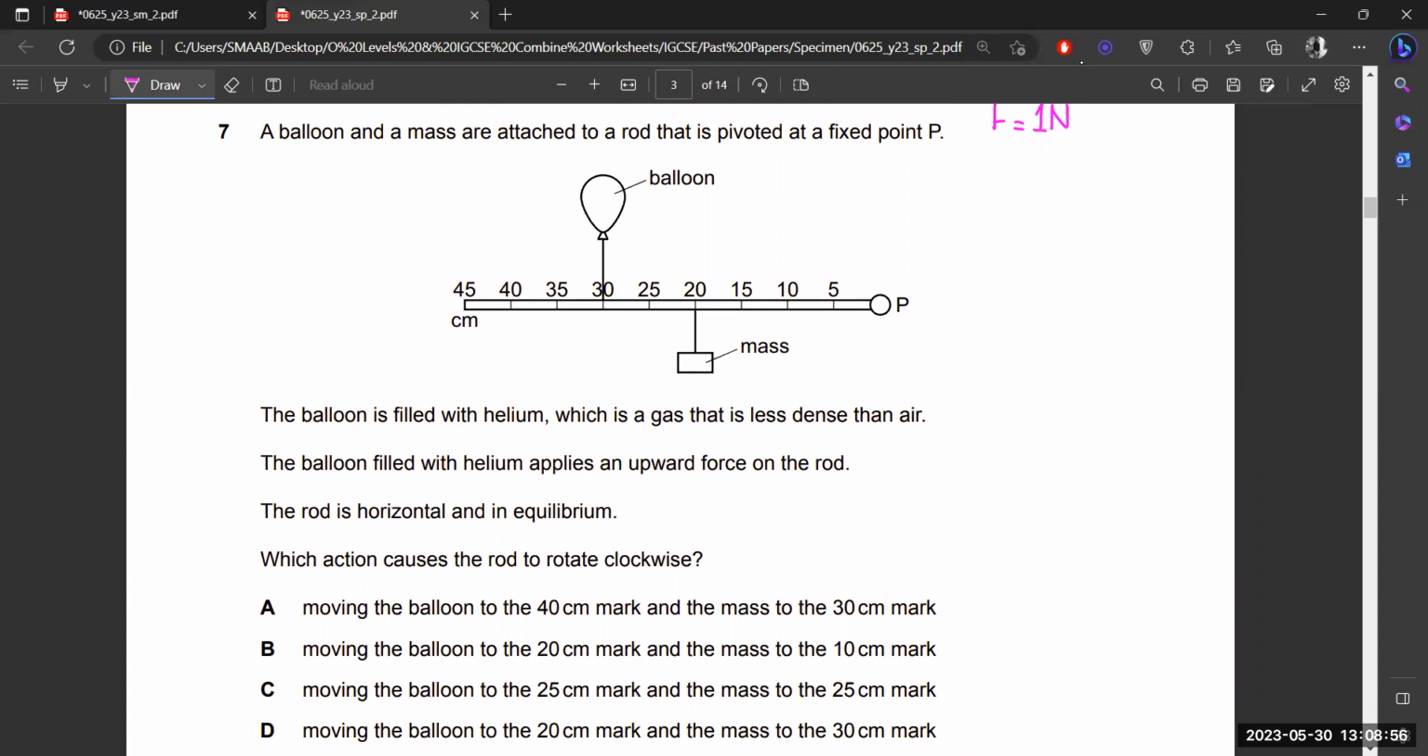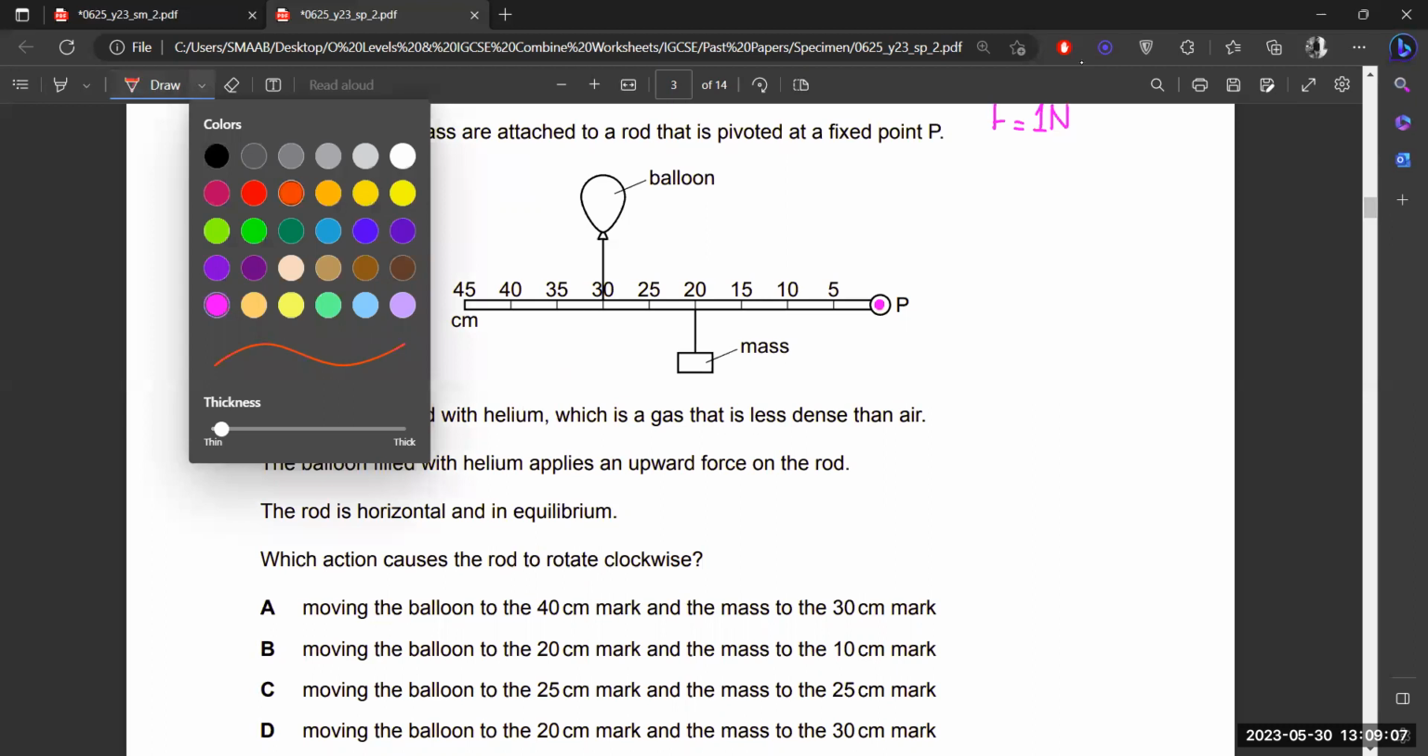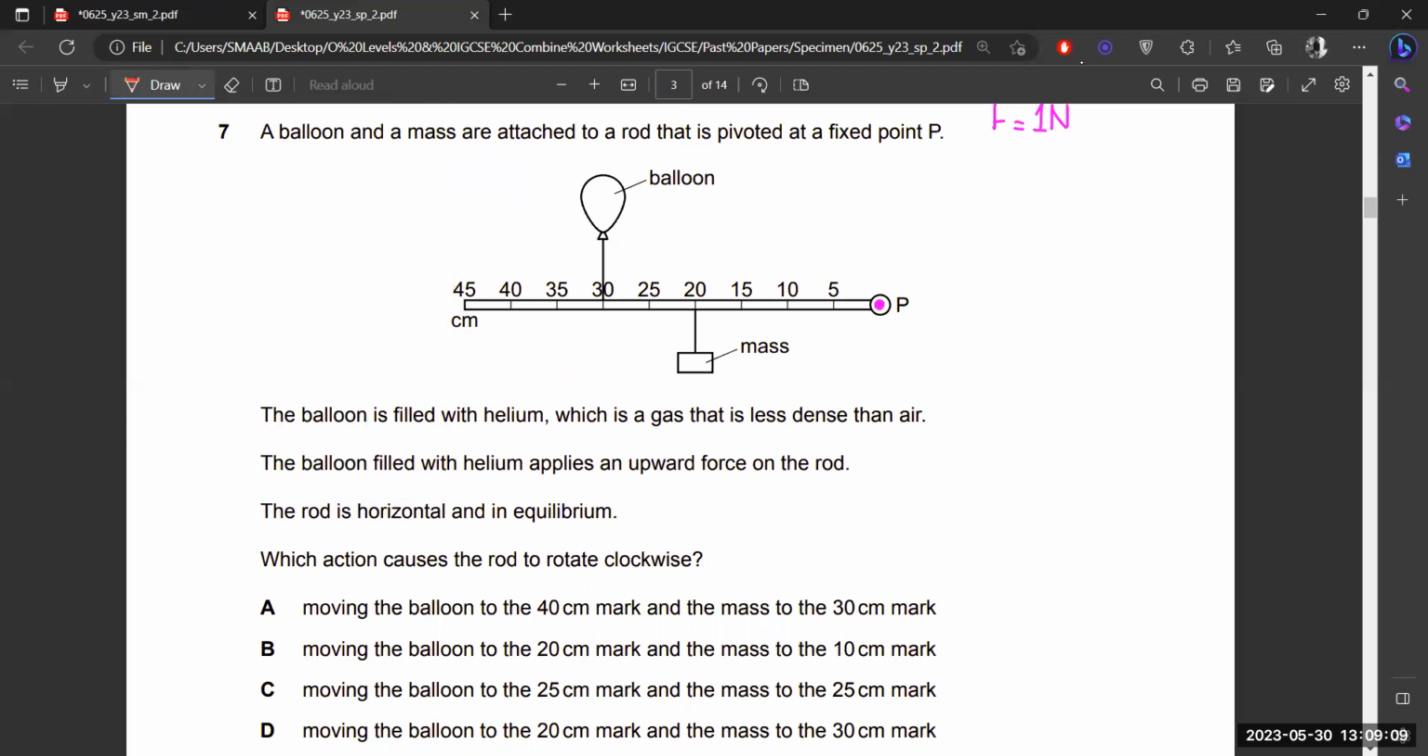Question number 7. A balloon and a mass are attached to a rod that is pivoted at a fixed point P. So basically this question is related to the moment of force, or the turning effect of forces. The mass is attached and applies force in the downward direction, and the balloon applies force in the upward direction. So basically there are two opposite directions.